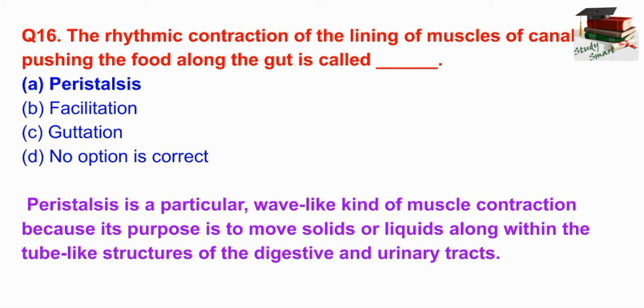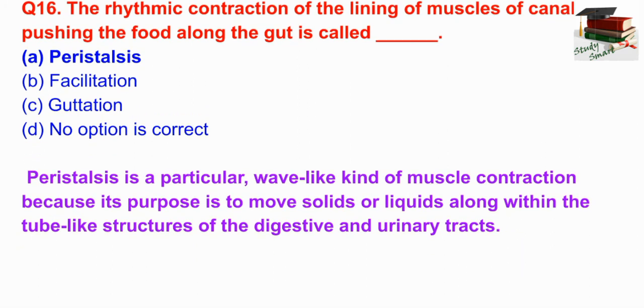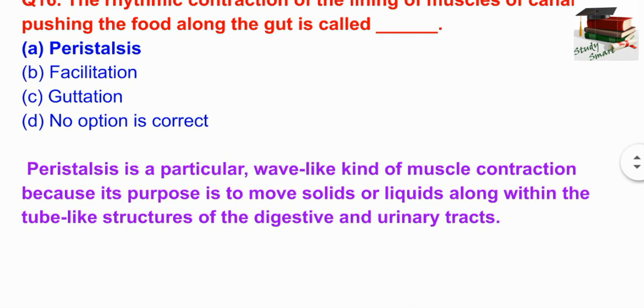Option D, no option is correct. So option A, peristalsis, is correct. Now say about peristalsis. Peristalsis is a particular wave-like kind of muscle contraction whose purpose is to move solid or liquid along the tube-like structure of the digestive and urinary tract.